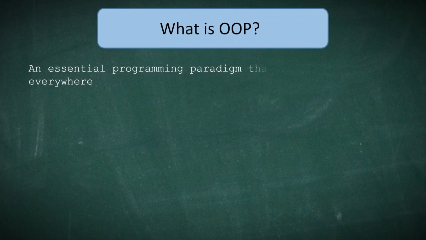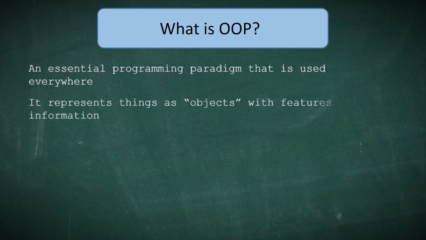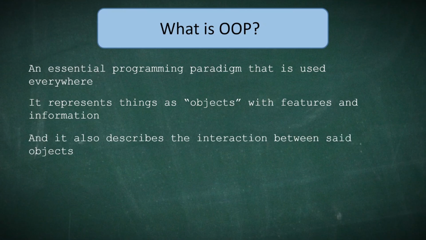To put it simply, it's an essential programming paradigm or programming style that is used everywhere. It represents things as objects with features and information on each object. And it also describes the interaction between objects and what relationships they have with each other.